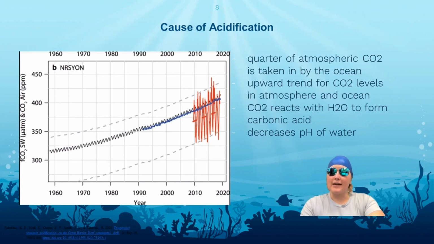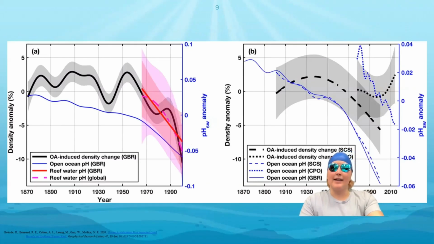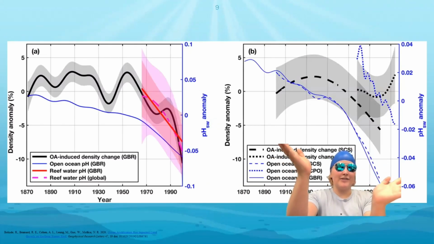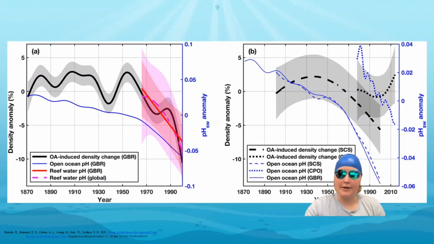Once that carbon dioxide gets taken in by the ocean, it turns into carbonic acid, which decreases the pH in the water. And this, again, is a general trend that shows the decreasing pH in the water.